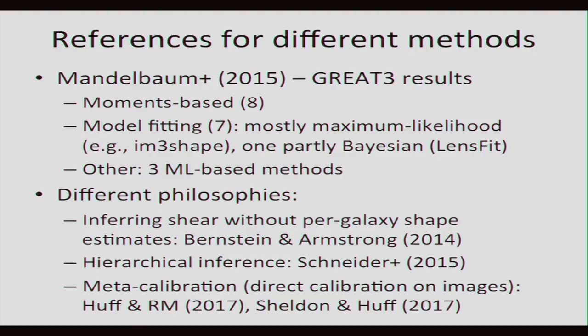So there is a method in the challenge, the Bernstein and Armstrong method, which doesn't involve measuring per galaxy shapes at all. There are per galaxy measurements, but they are combined to produce an ensemble shear estimate. There is a method of Bayesian hierarchical inference by Schneider et al. And there's a method called metacalibration, which involves directly calibrating the shear estimate through operations on the images themselves. It was also used in the challenge and described there, although the papers just came out last week. So there's a pretty broad variety of methods currently in use.